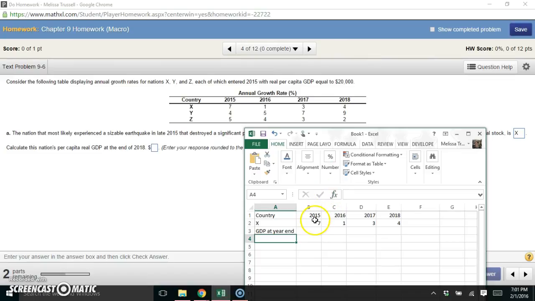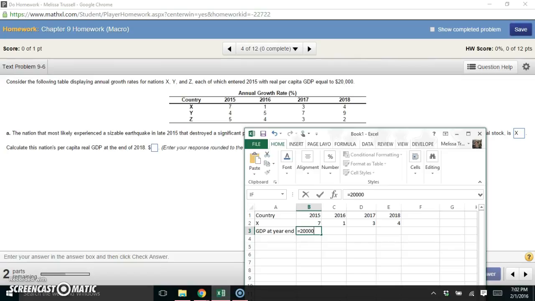At the end of 2015, what's our GDP? We know it grew by 7%. So what we need to do is find what is 7% of 20,000 and then add that to my 20,000. And I know that's what my new real GDP per capita is. So how do I find 7% of 20,000? I just want to take 20,000 times 0.07, right? So I'll get Excel to do that for me.